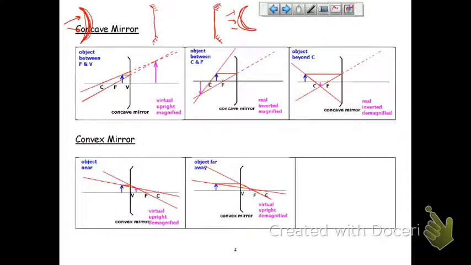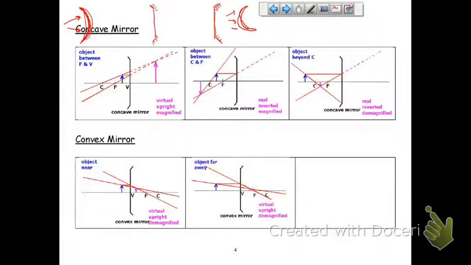I'll take a ray that goes from the object along the bottom, along the principal axis, and it will bounce back on itself. I will take a ray which goes parallel to the principal axis, and that will always be reflected through the focal point. I will take a ray which goes from the top of the object to the mirror, and that always bounces back through the center of curvature.